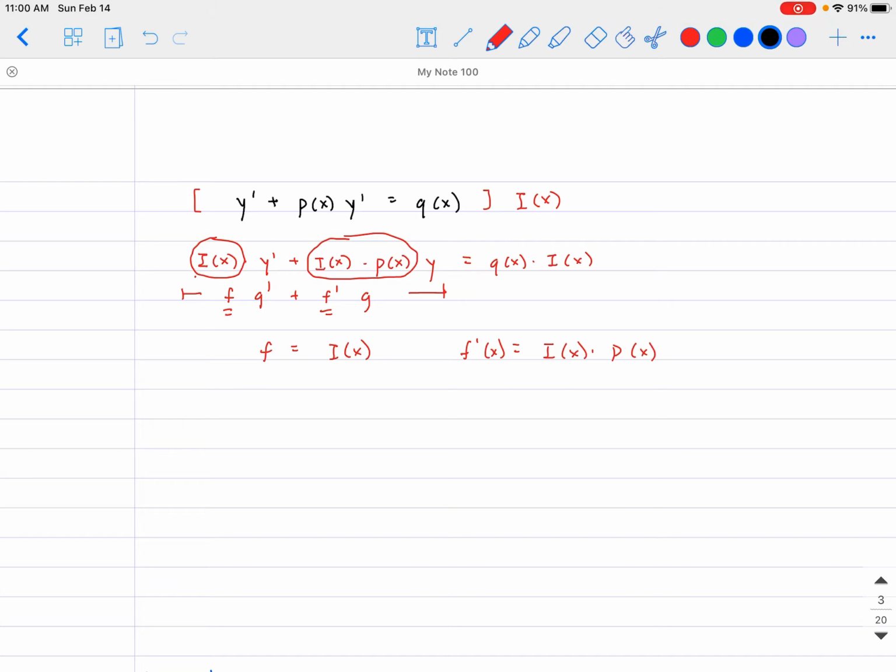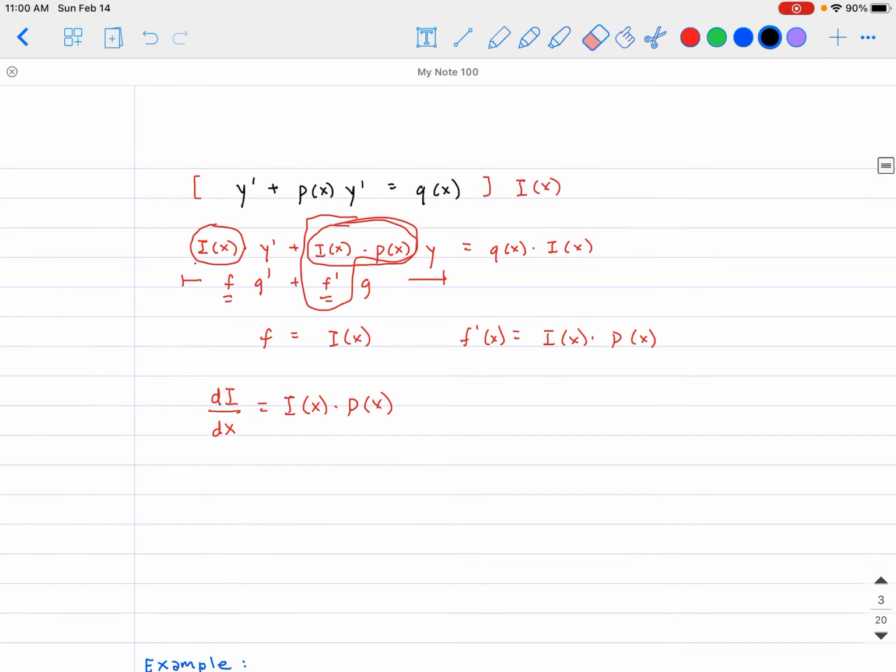So over here, here's what I'm going to write. I'm going to say dI/dx is supposed to be equal to I of x multiplied by p of x. Note how I said that the derivative is supposed to contain itself and then also be multiplied by some sort of extra part. We can solve this using separation of variables. So dI over I is equal to p of x multiplied by dx. Go ahead and integrate both sides.